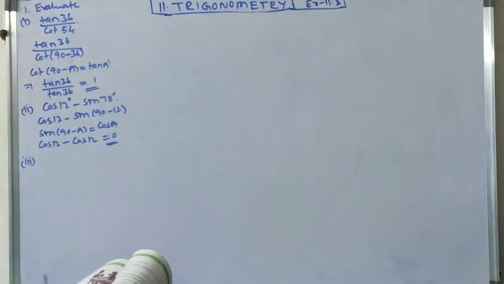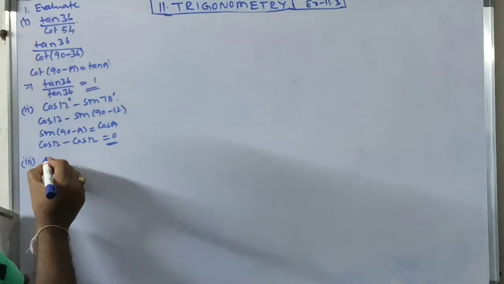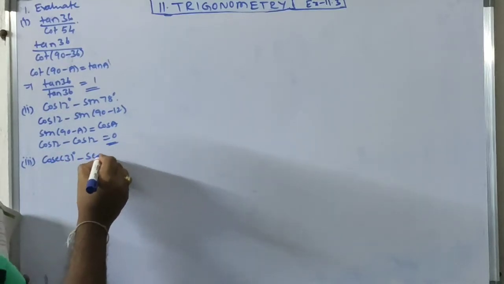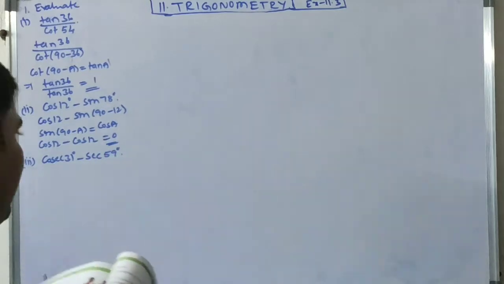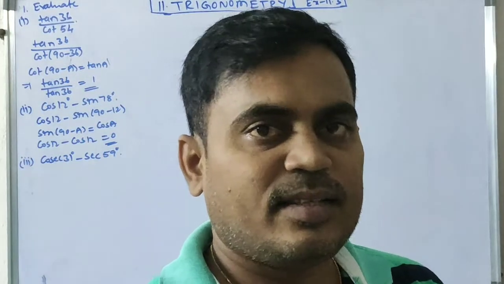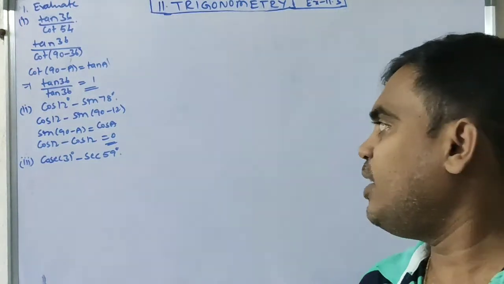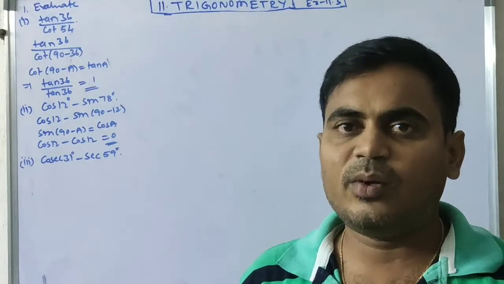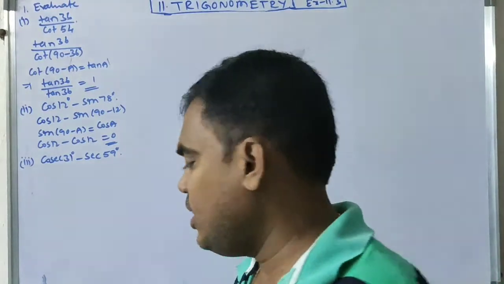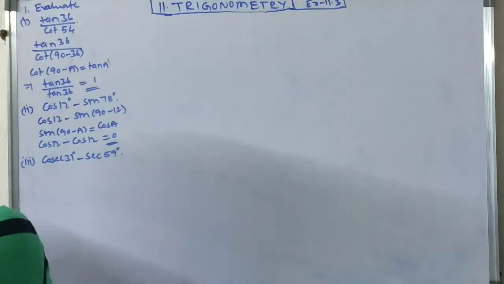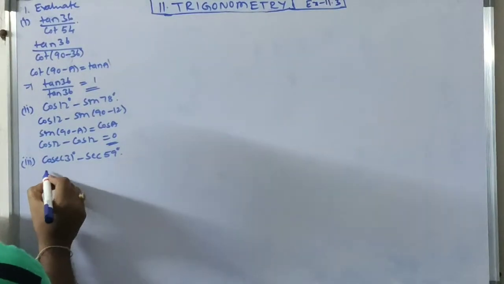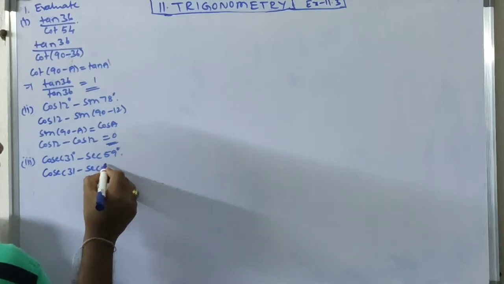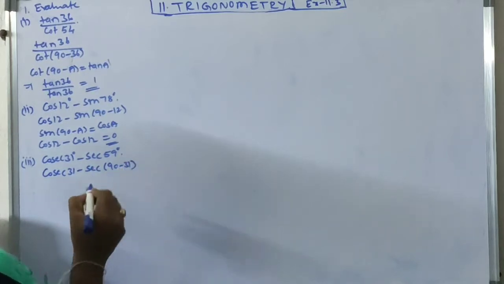Next, cosec 31 degrees minus sec 59 degrees. If we are doing this problem, we observe this is 31 and this is 59. 31 plus 59 equals 90. These are complementary angles, so we want to change one of them. So cosec 31 minus sec 59, where 59 equals 90 minus 31.